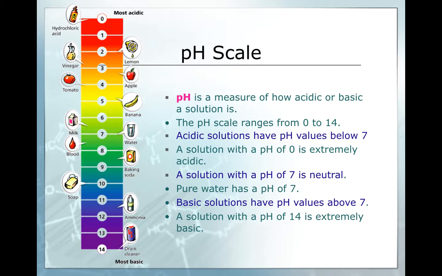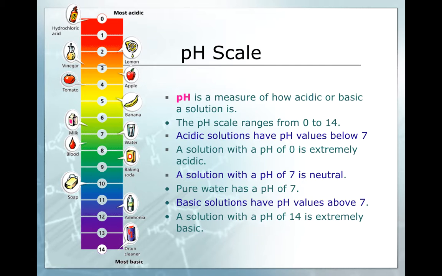We measure the acidity or alkalinity of a substance on the pH scale. This is a scale that ranges from 0 to 14. Acids have pH values below 7, and the closer the pH is to 0, the more acidic it is. If you look at the diagram, it shows that lemon juice has a pH around 2, so it would be a stronger acid than a tomato, which has a pH around 4.